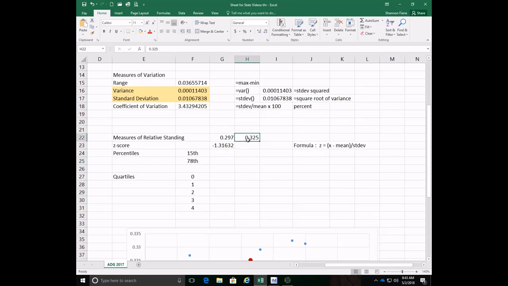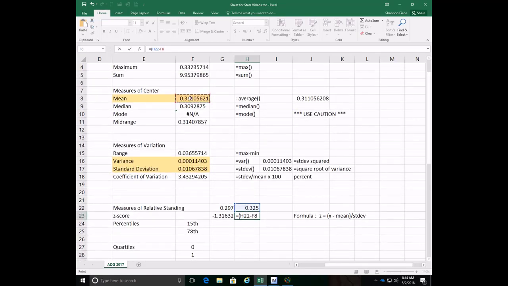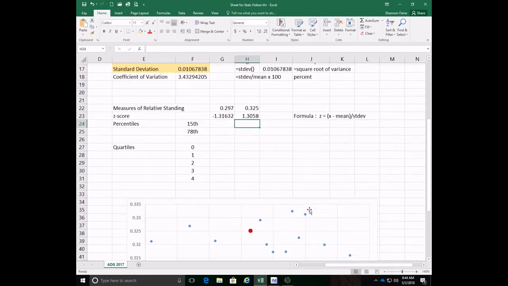Let's repeat the process for our second value, 0.325. Again, my formula says this is going to be equal to the value I want to know. I should put a parentheses around that, subtract the mean. So I'm going to go click on the mean, and then divide by the standard deviation. And in this case, I get a value of 1.31.